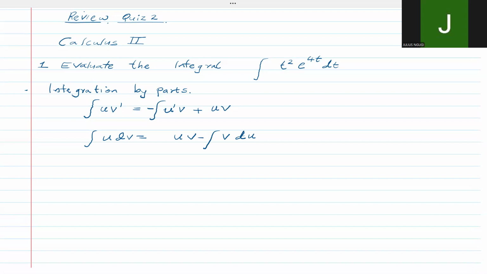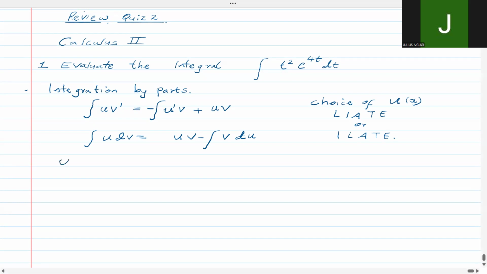The choice of u of x, or any u, requires you to remember this acronym, which means logarithmic functions or natural log, inverse trig functions, algebraic functions, trigonometric functions, or exponential functions. Or you can use this one for you to choose u. So the one which comes first in this acronym should be your u.